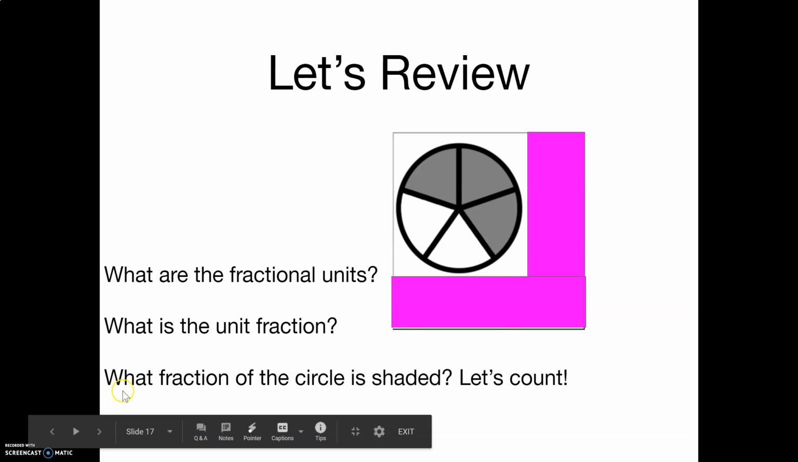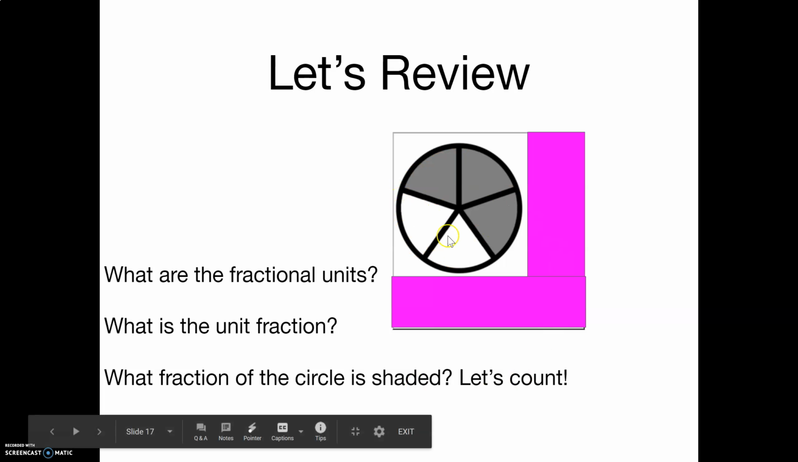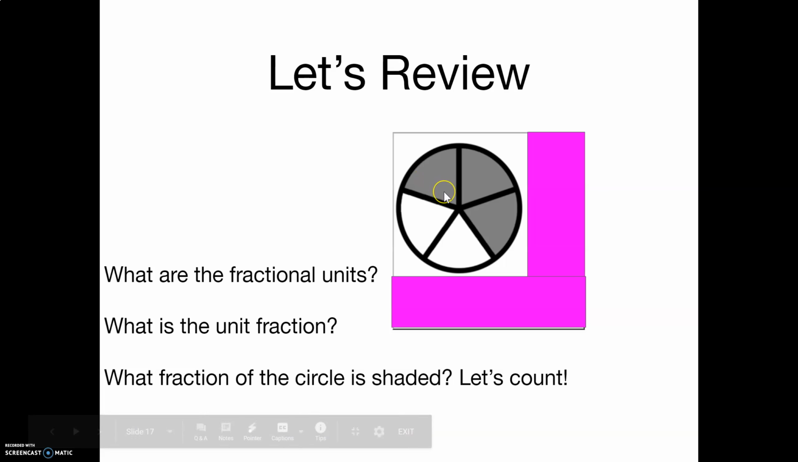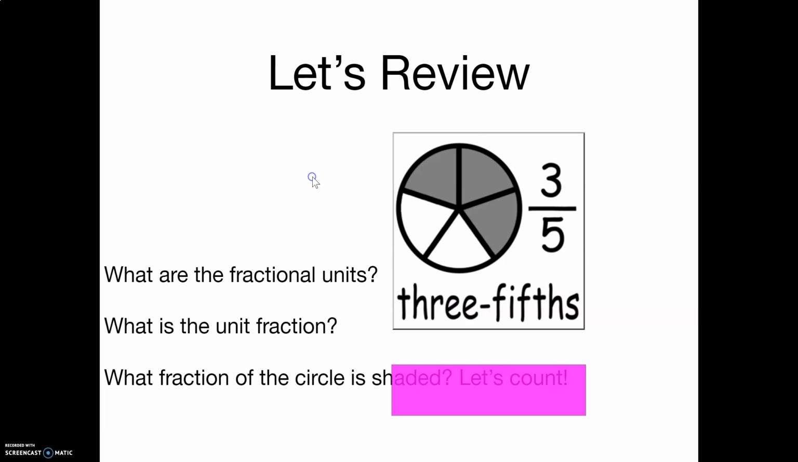So now, do you think we can figure out what fraction of the circle is shaded? I don't know. Let's try it. Let's count. These are fifths, so we're going to count the ones that are shaded. 1/5, 2/5, 3/5 are shaded. What might that look like? 3/5. Good job. Remember, we can write it in words, three fifths. We can write it in number form, 3/5. 3 out of 5 parts are shaded.